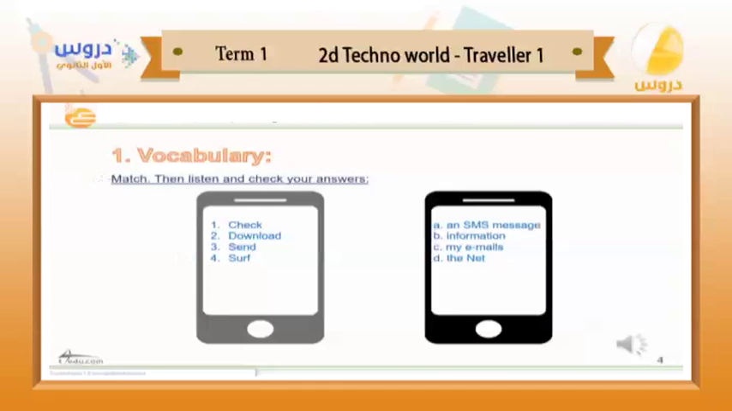Okay, what do you think? Have you got it right? Let's listen. Take a look. Check my emails, download information, send an SMS message, and surf the net. Well done.